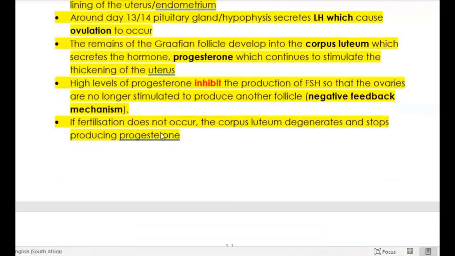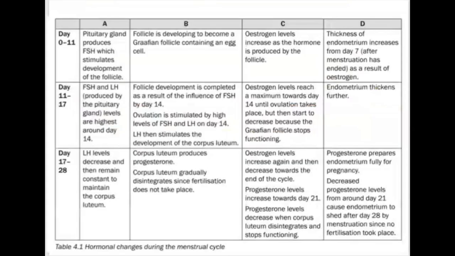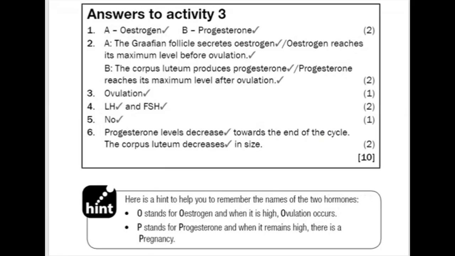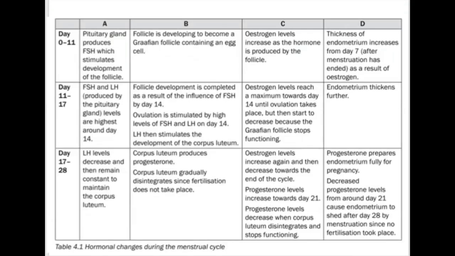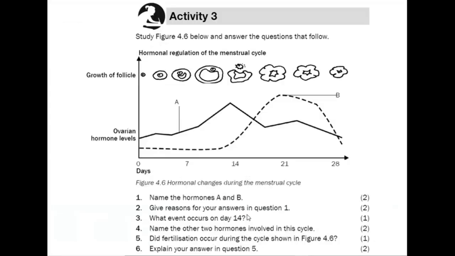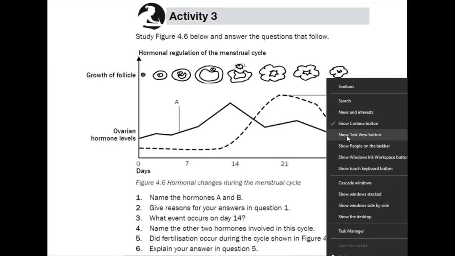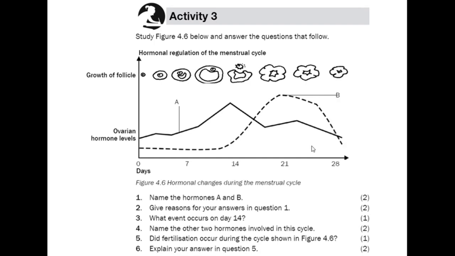Okay, let's look at some questions. I just wanted to reiterate the menstrual cycle, because it is important that you understand it quite in detail. I'm going to ask you to quickly look at this on your own now. It is activity 3, again from Mind the Gap. I want you to focus on what I explained and see if you can answer questions 1 to 6. It's about 10 minutes. I'm going to give you 8 minutes, so it's going to shave off a few minutes there. I'm going to give you 8 minutes just to go through these questions.